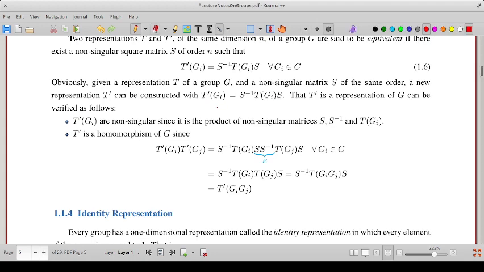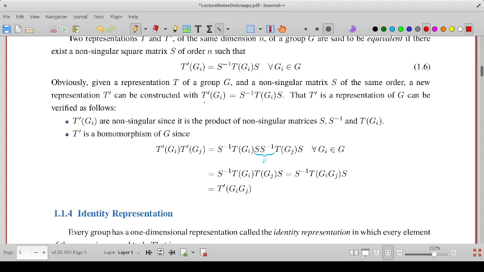So let us check whether these properties are satisfied by this assignment of square matrices to elements Gi of the group. First of all, we have already assumed that T is a representation and therefore the matrices T(Gi) are non-singular. And we have also assumed that S is a non-singular matrix. If S is non-singular, S inverse is also non-singular. So we now have T dash (Gi) equal to S inverse T(Gi) S. All three matrices are non-singular, and a product of non-singular matrices is also non-singular, and therefore we see that T dash (Gi) are all non-singular matrices.